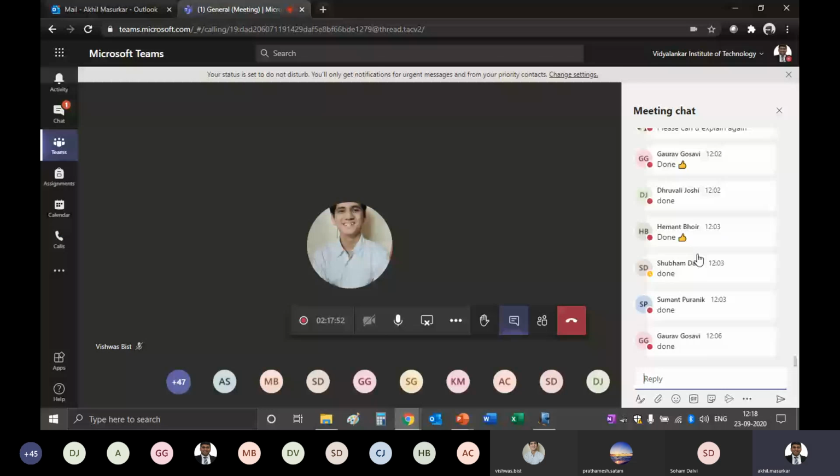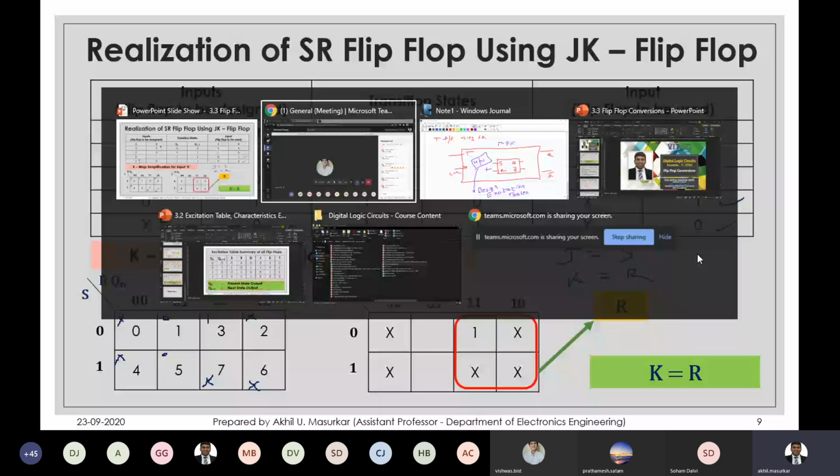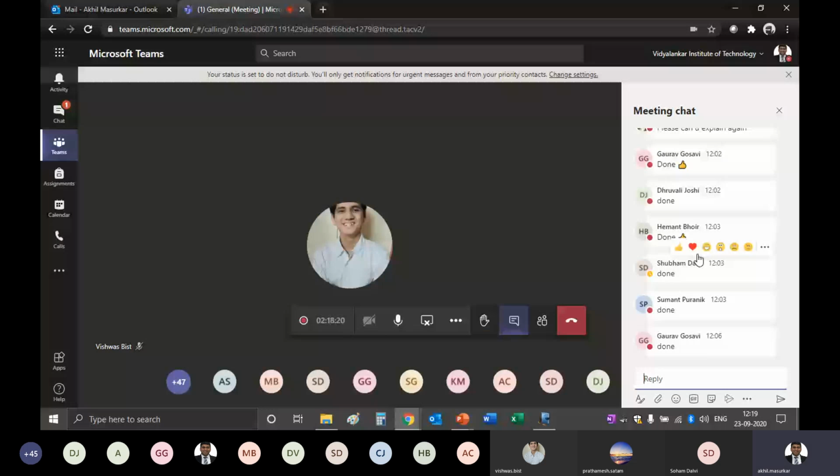Yes, Karthik, can you give me a voice check? Can you hear me? Shubham or probably Vishwas, can you give me a voice check, please? Yes, sir, you are audible. Okay, because suddenly everybody is silent.